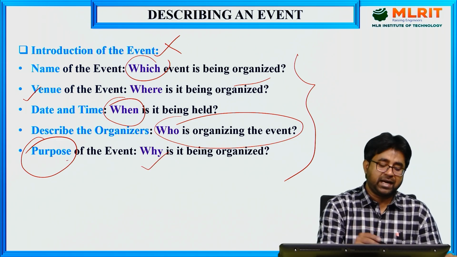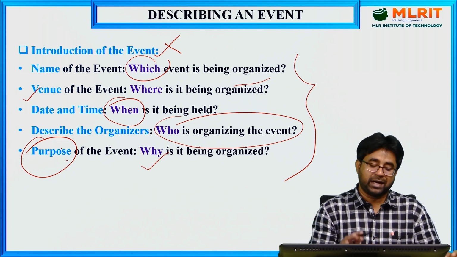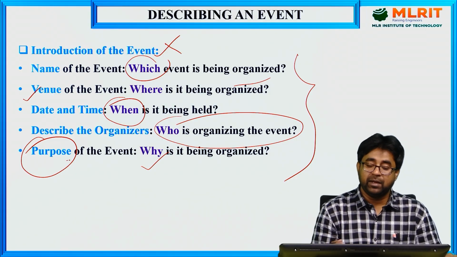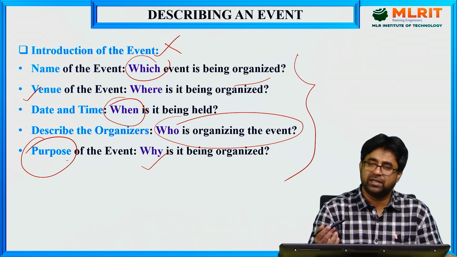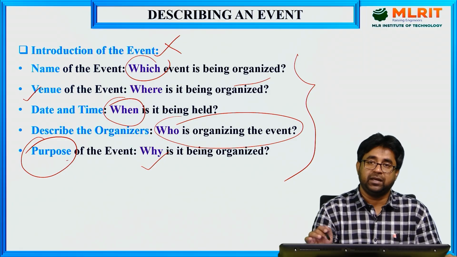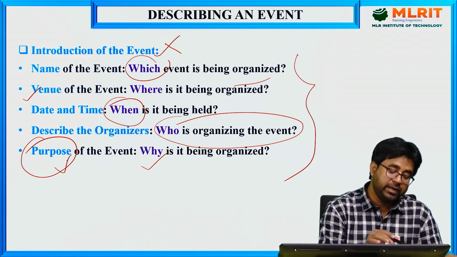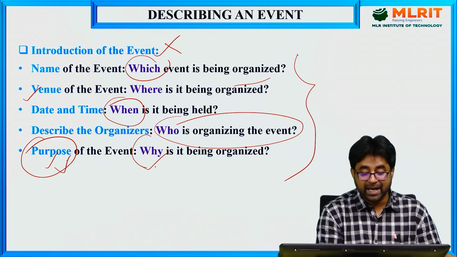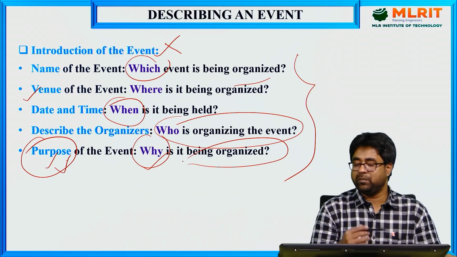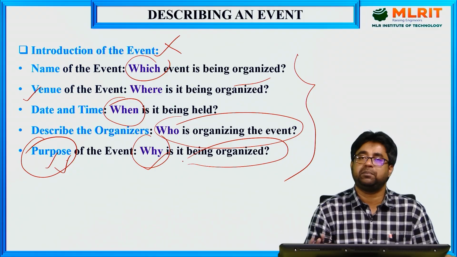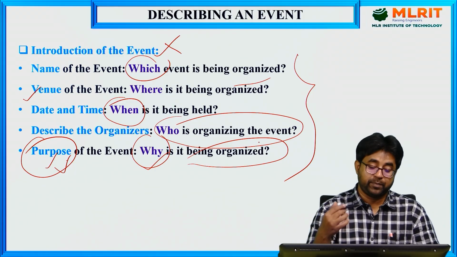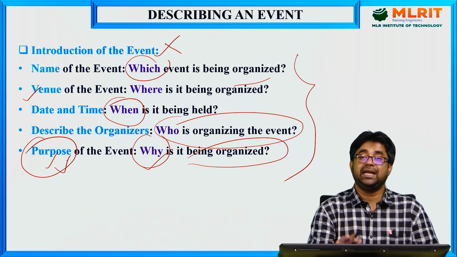These are all facts, but here you need to apply your own understanding of the event. So why, for what purpose? Sometimes the organizer might not specify the purpose explicitly. You have to understand it and include it in your description. Please remember why it is being organized. It can be any event, but there must be a purpose behind organizing the event. So you have to specify that, and include that aspect in your description.